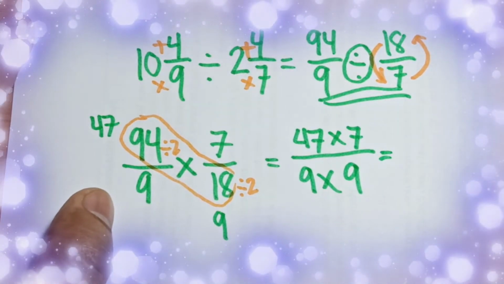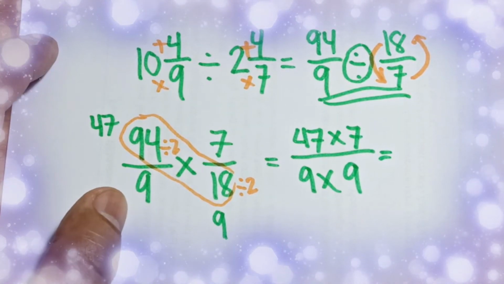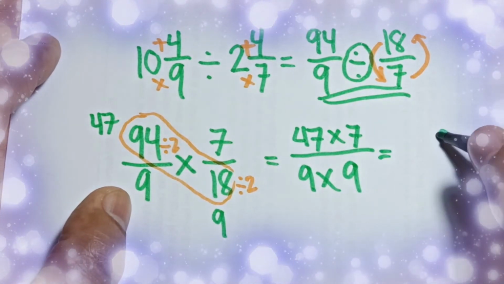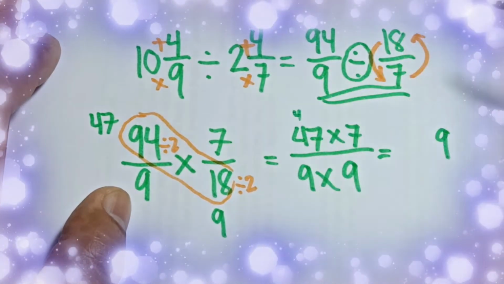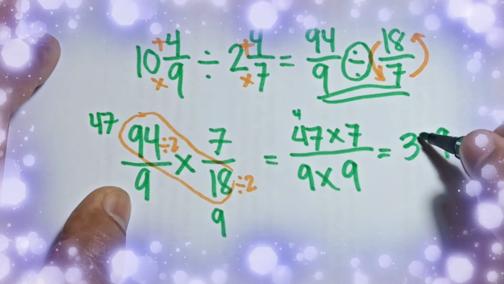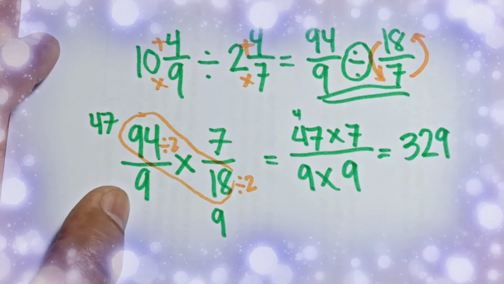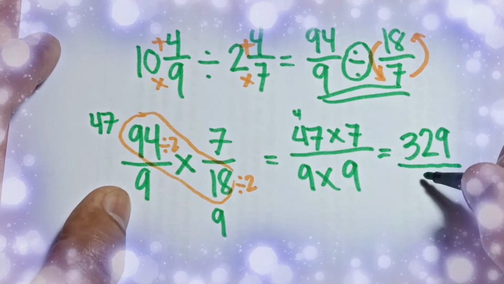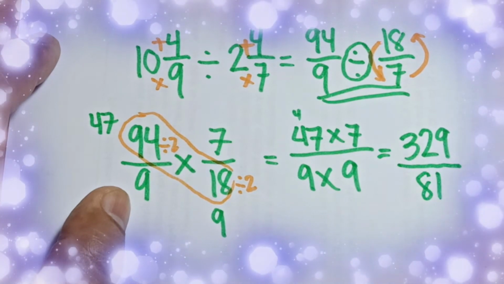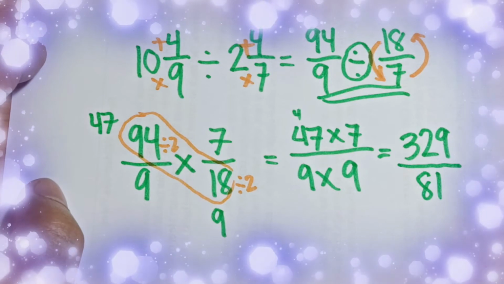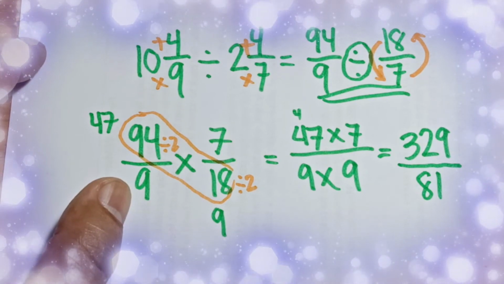And what is 47 times 7? So let's start: 7 times 7 is 49, carry over 4. 7 times 4 is 28, so 32, 329. So 47 times 7 is 329, and then 9 times 9 is 81. Now we have to simplify.